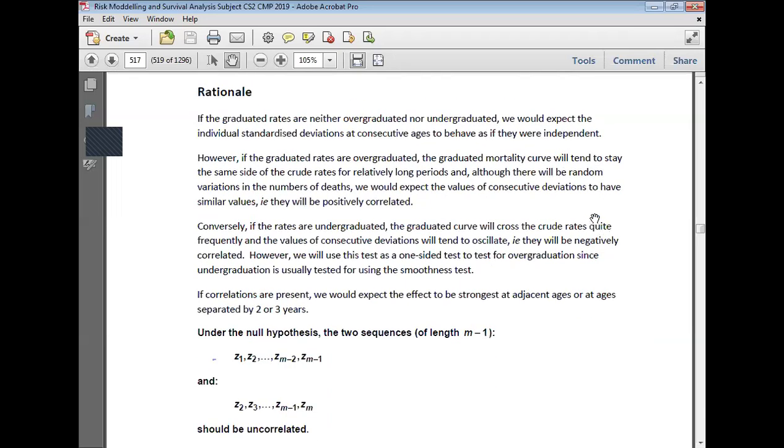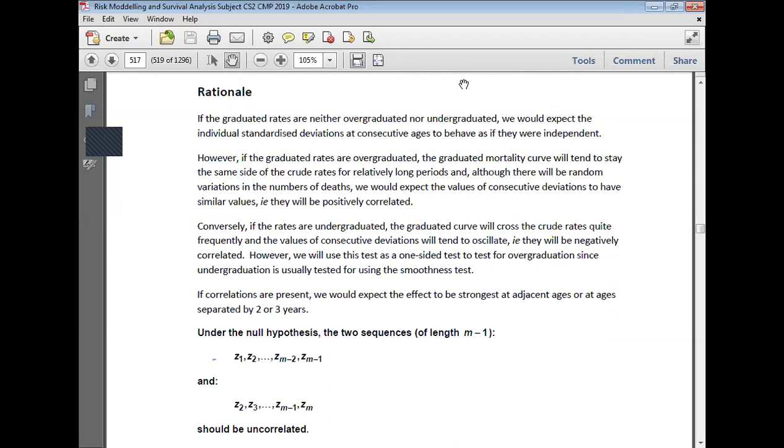So again, the rationale here is the same, because if we see that the graduated mortality curve is constantly and consistently above the crude rates, then we know that we have overgraduated in a way. And then you will expect the values of the deviations to be positively correlated.